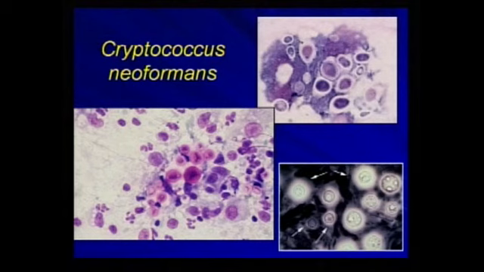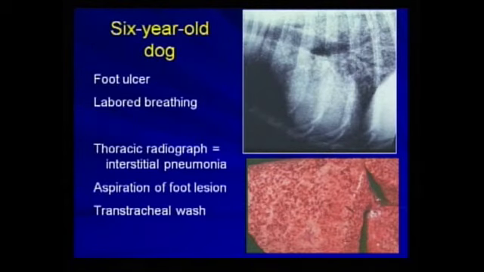Well, this is a case of Cryptococcus neoformans. It was certainly on my list when I thought about lesions of the nose of cats. Another thing I thought about would be a squamous cell carcinoma, because the cat had a predominantly white face. But when you see this and you see the macrophages and neutrophils, and these yeasts with non-staining capsules, Cryptococcus obviously is a good possibility. Well, here we're looking at a 6-year-old dog which had an ulcer and a draining tract on the foot and had labored breathing.